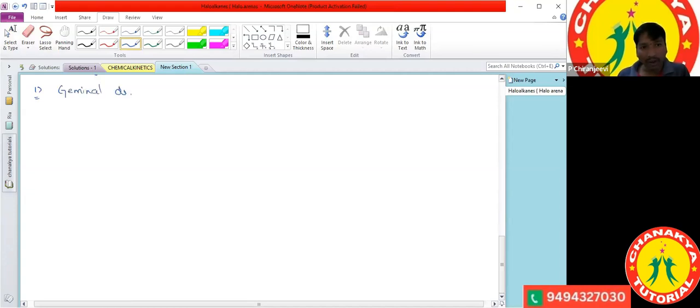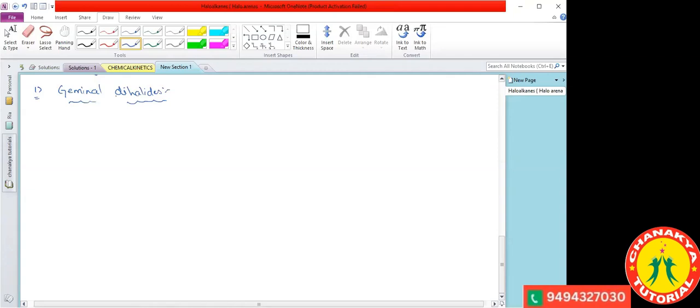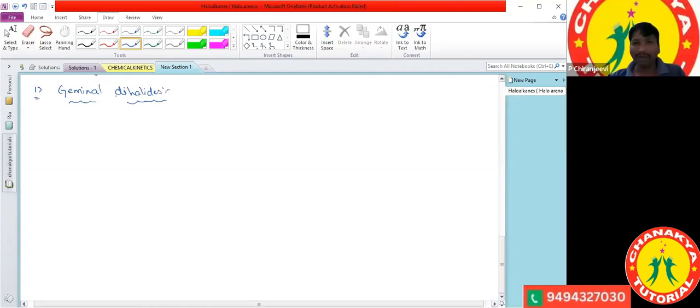Geminal dihalides. Okay, so geminal. All of you have seen the Gemini tea symbol. Generally, on our side they use Gemini tea powder. So what is the symbol on the Gemini tea powder? What is the symbol there?